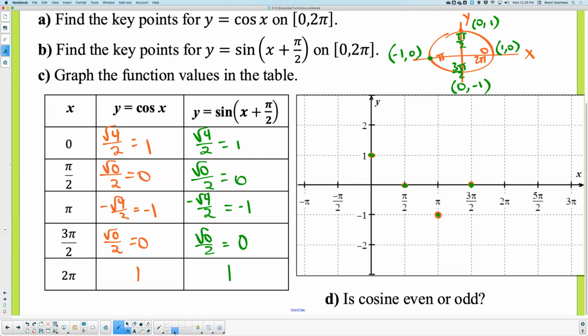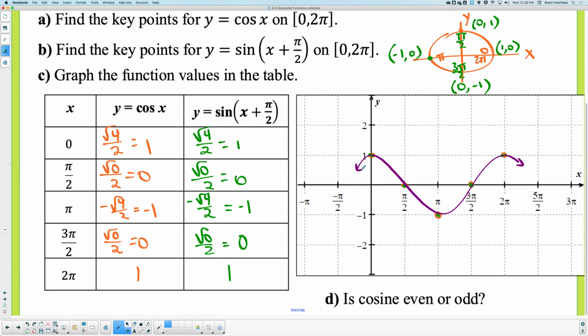We plot those points. At 2 pi, cosine is 1. Wrong color. The cosine is 1. And when you do sine of 2 pi plus pi over 2, we also get 1. Connect that with the wave. It is a wave, so connect it with the wave. There's your graph.